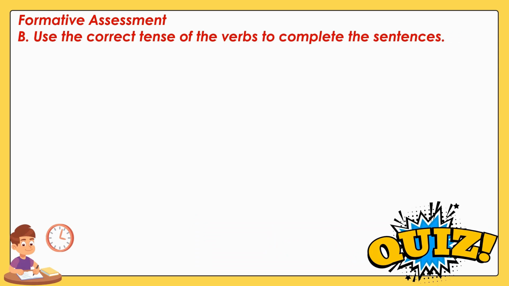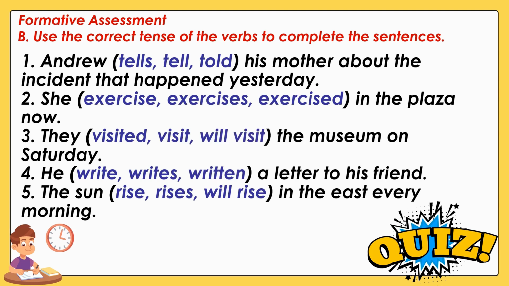Activity letter B. Use the correct tense of the verbs to complete the sentences. Number 1. Andrew told his mother about the incident that happened yesterday. Number 2. She exercised in the plaza now.